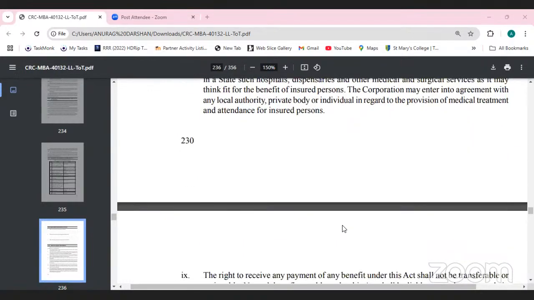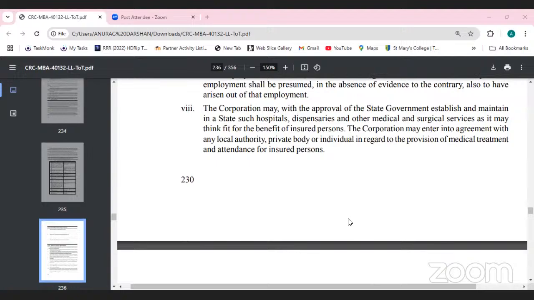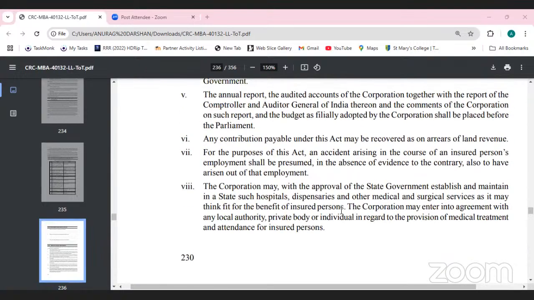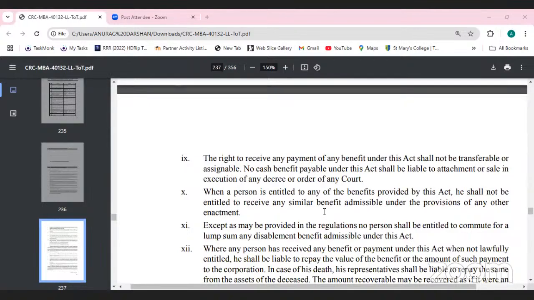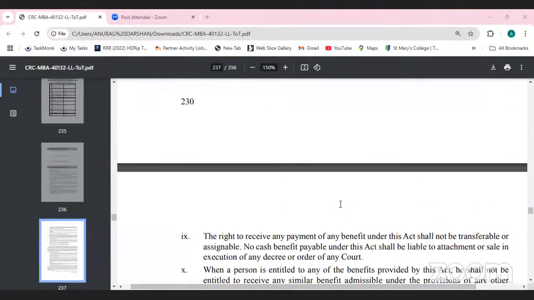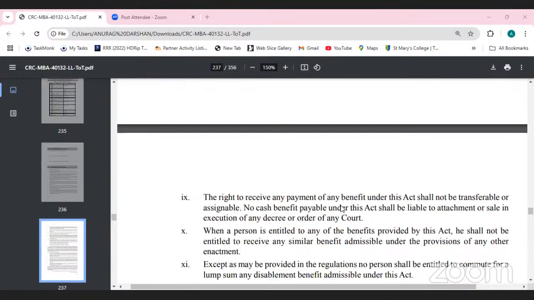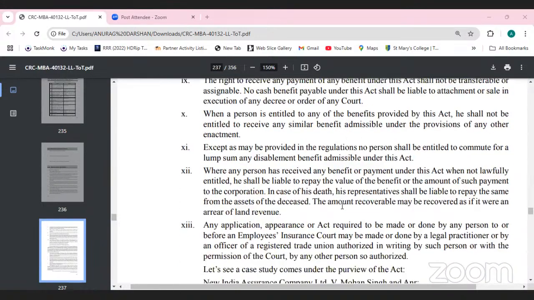And any contribution payable under this act may be recovered as arrears of land revenue. And the corporation may, with the approval of the state government, establish and maintain in such states hospitals, dispensaries and other medical and surgical services as it thinks fit. The right to receive any payment or any benefit under this act shall not be transferable or assignable. And a person who is entitled to any benefit provided by this act shall not be entitled to receive any other similar benefit.